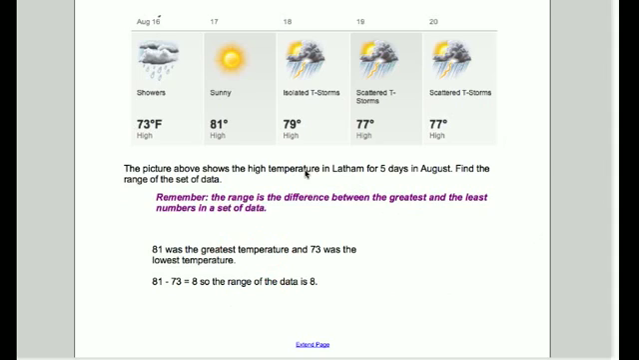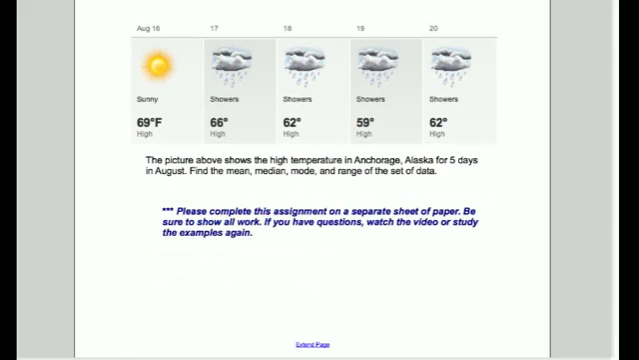And finally, the range is the difference between the greatest and the least numbers in a set of data. The highest temperature for these 5 days was 81 degrees. The lowest was 73. 81 minus 73 is 8, so the range of the data is 8.